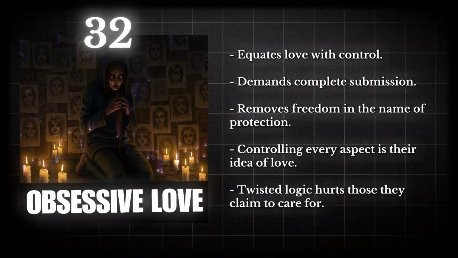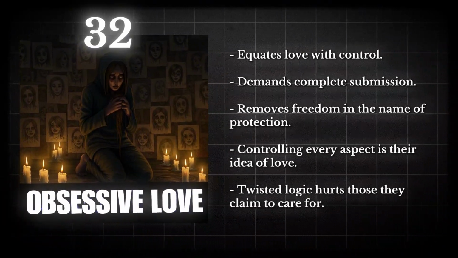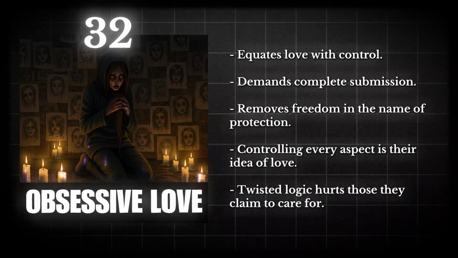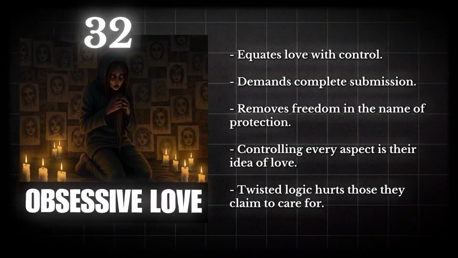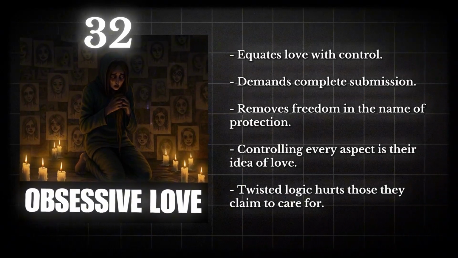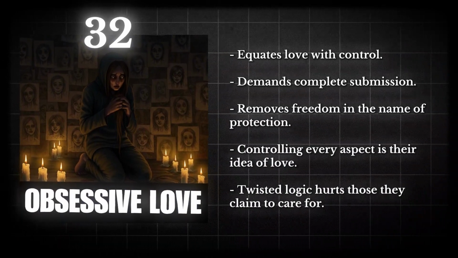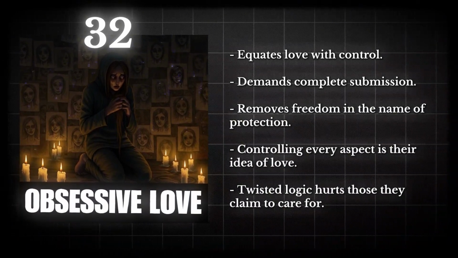32. Obsessive love. This villain equates love with control and demands complete submission. They remove freedom in the name of protection, and, in their twisted mind, controlling every aspect of their beloved's life is the ultimate expression of love, even if it hurts the one they claim to care for.